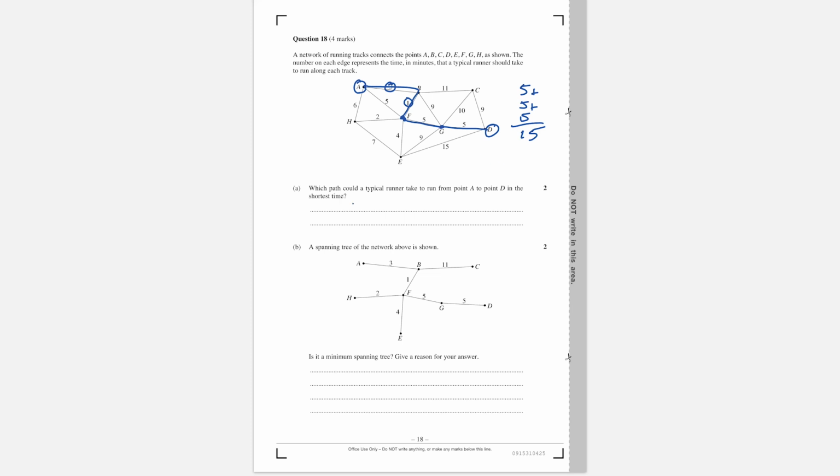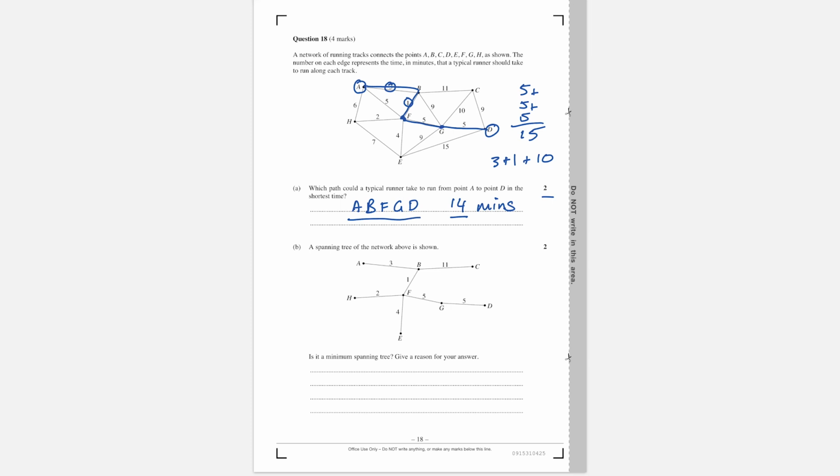Which path could the runner take? They're going to go A, B, F, G, D. And perhaps it wants us to tell them what the shortest path is going to be, and that's going to be 3 plus 1 plus 5 plus 5, which is 14 minutes. Just because it's worth 2 marks, we want to give them the time it takes as well as the path.